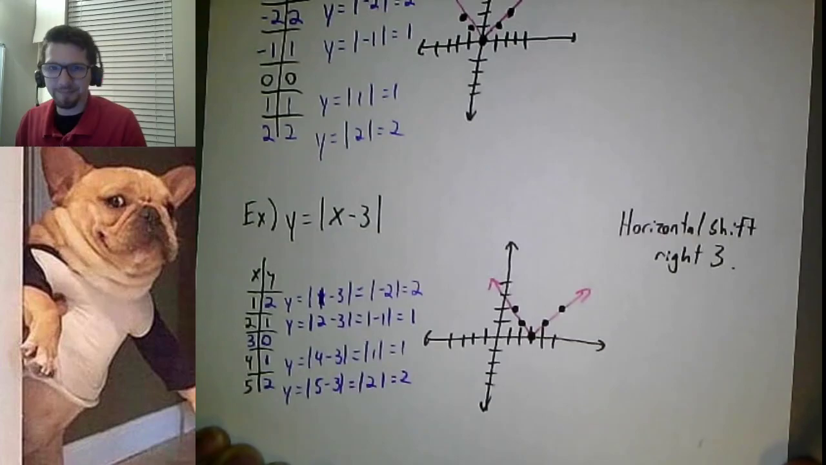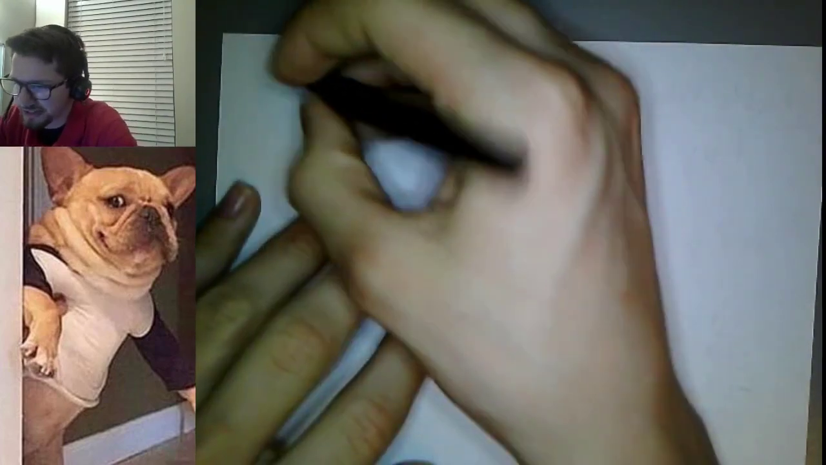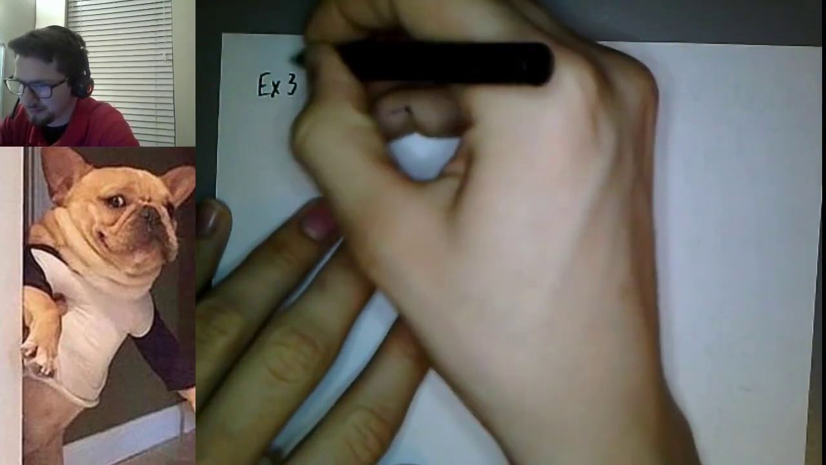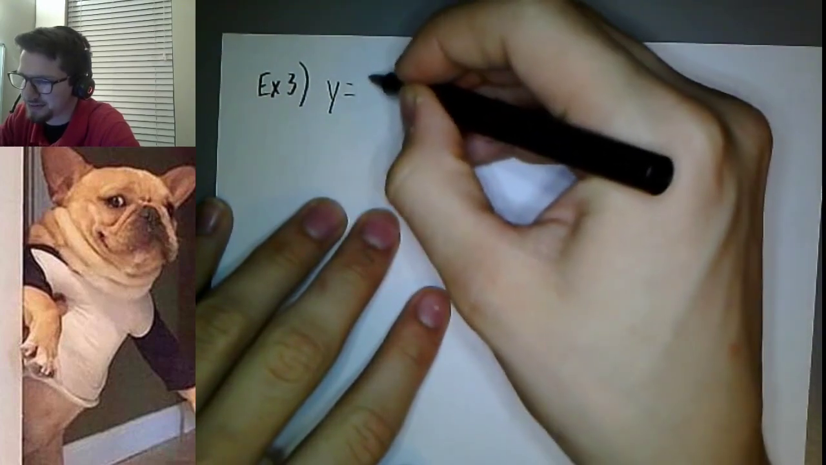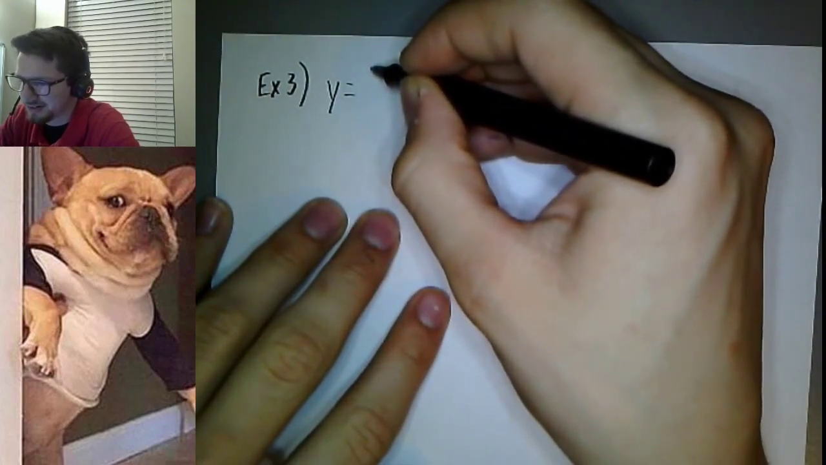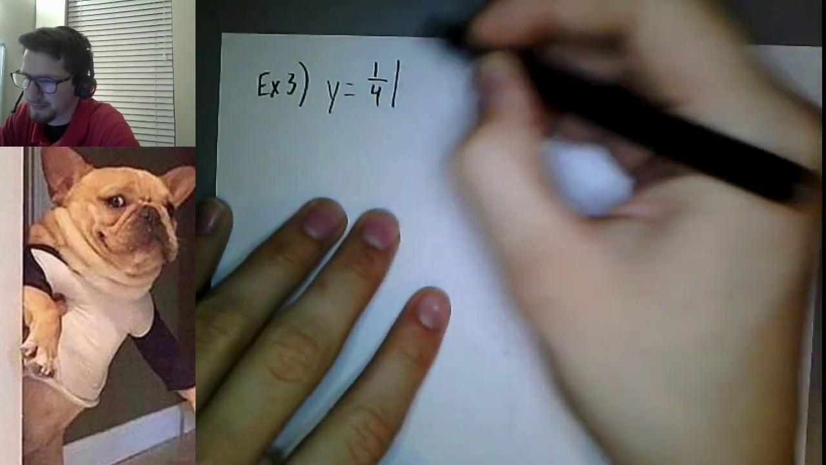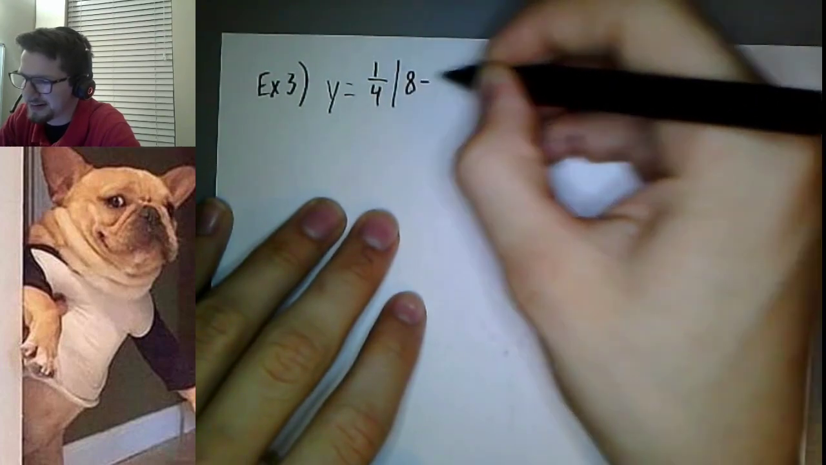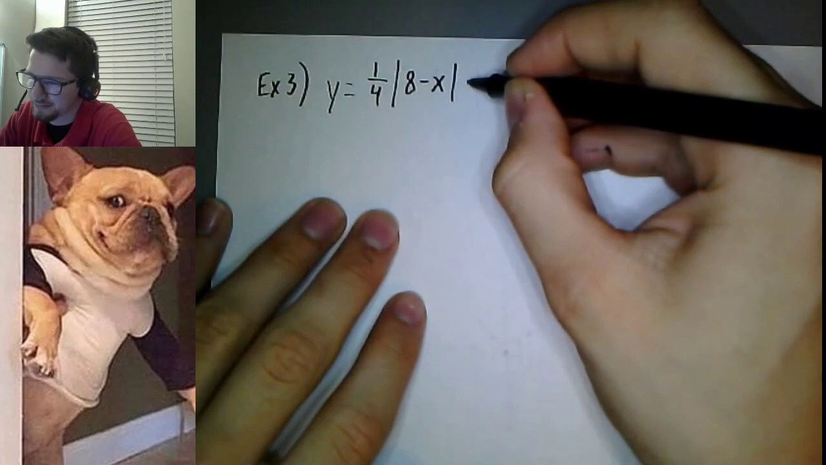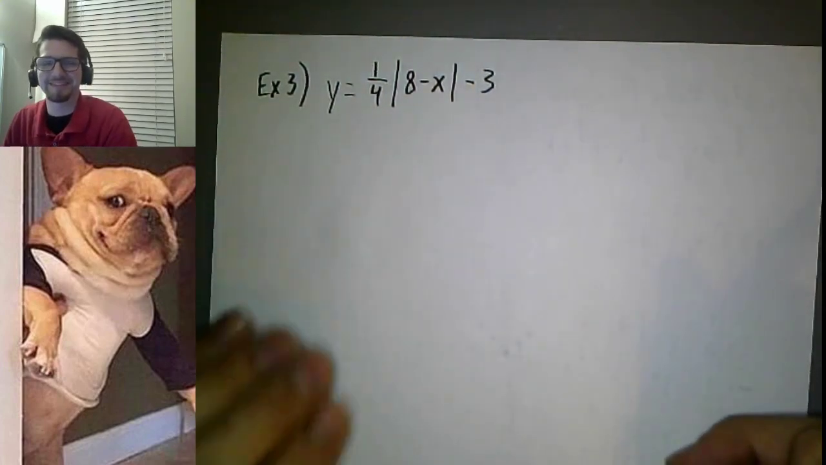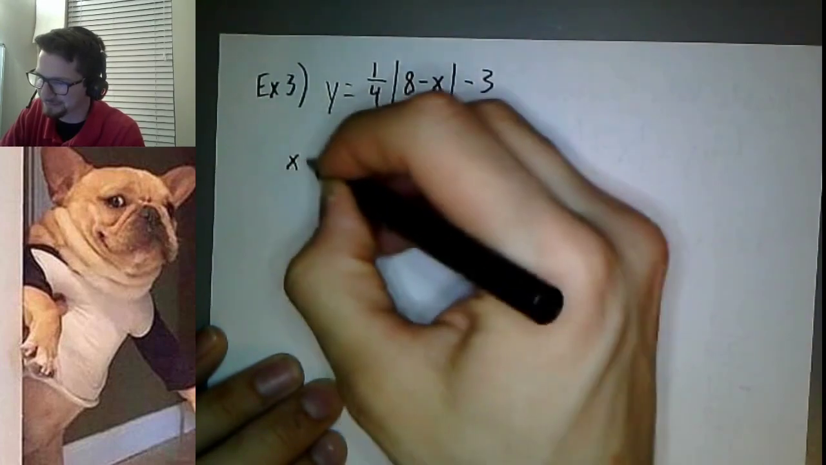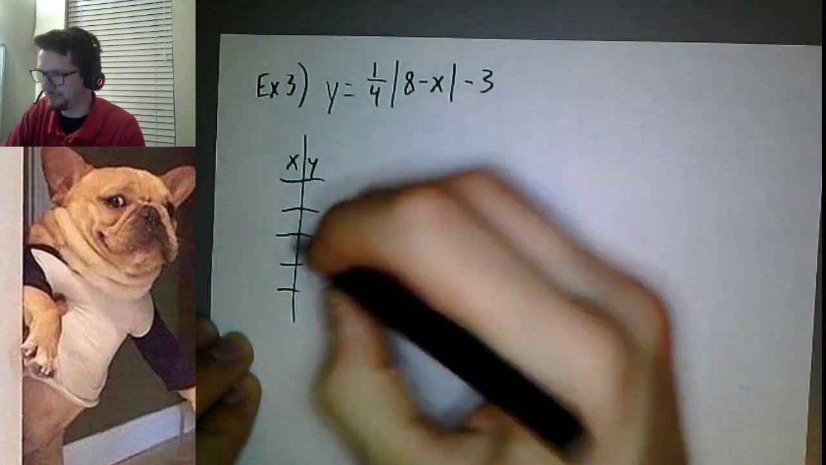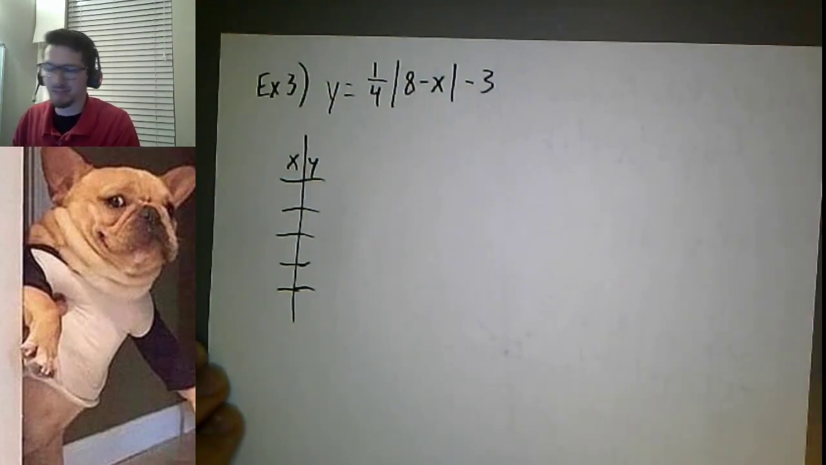Let's do another example, and then we're going to do a small little review bit. So, let's do a really complicated one. Let's do y equals, I don't know, 1/4 of the absolute value of 8 minus x, minus 3. Let's just make this as annoying as possible. Fantastic. 1, 2, 3, 4. So, first question is, what is my vertex?